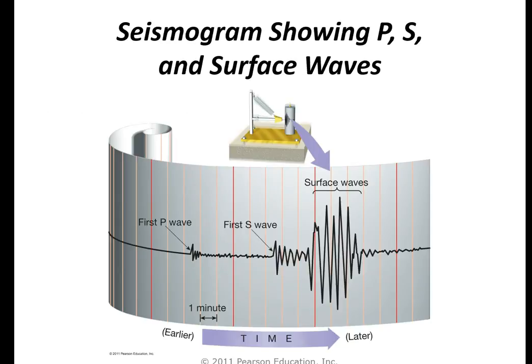So here we see a seismograph. We see the first P wave hit, and a few minutes later then the first S wave starts to hit, and then the surface waves hit and cause the most destruction.